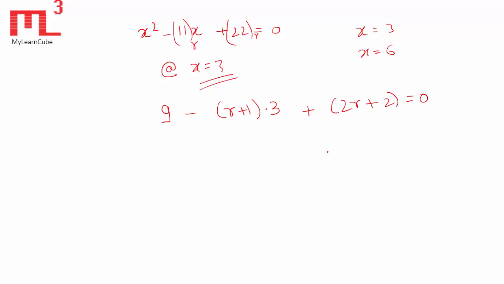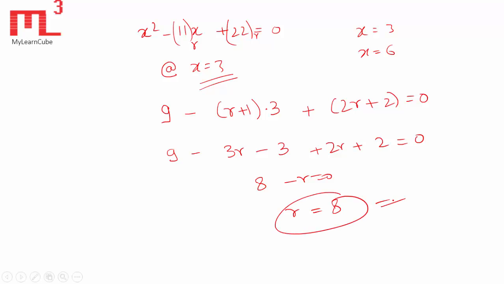Very simple. What I am doing is just putting this x into this equation and taking the base r for this. So 9 - 3r - 3 + 2r + 2 is equal to 0, and solving this, 8 - r is equal to 0, r is equal to 8. So this is another method to solve this question.